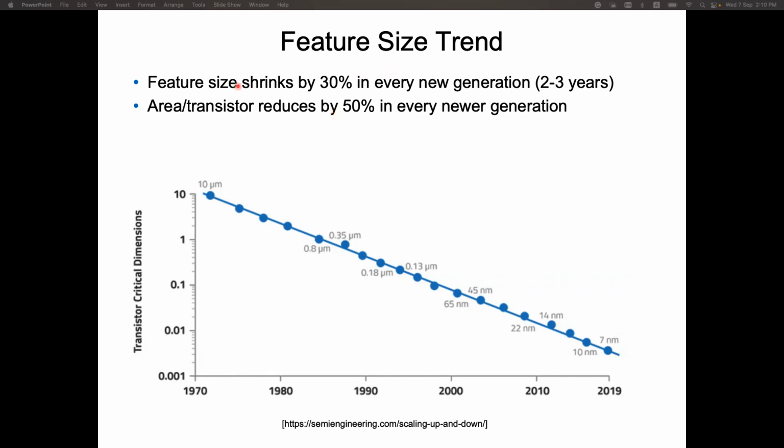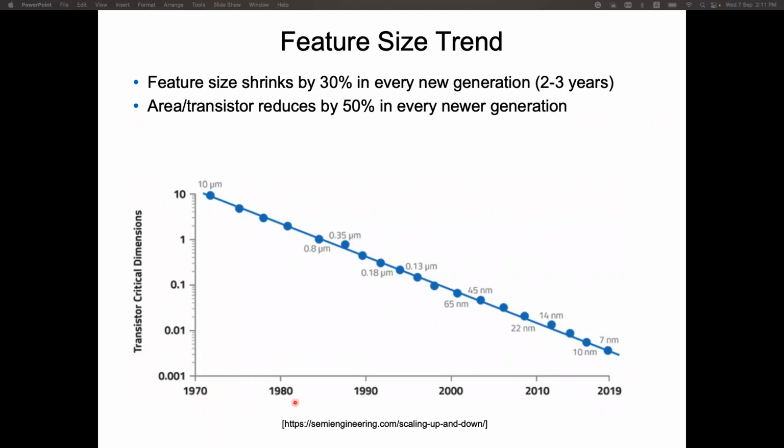So feature size, the classical definition of feature size, is the gate length of a transistor. You learned it before, right? There is a gate from the source to the drain. There's a gate above it. The length of the gate is called the gate length. So the feature size basically refers to that, all the metal length, metal width. The feature size shrinks by 30% in every new generation, 2 to 3 years.